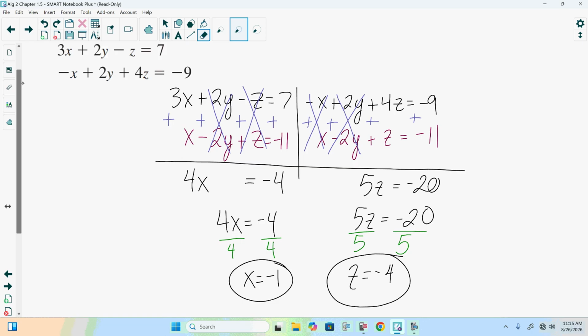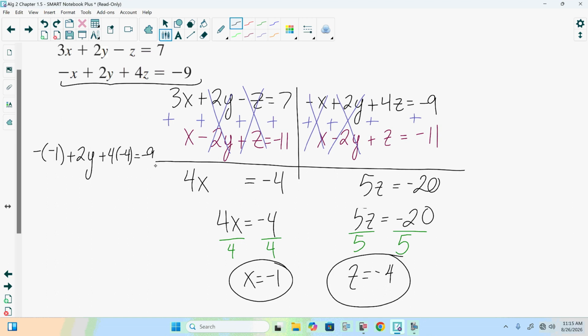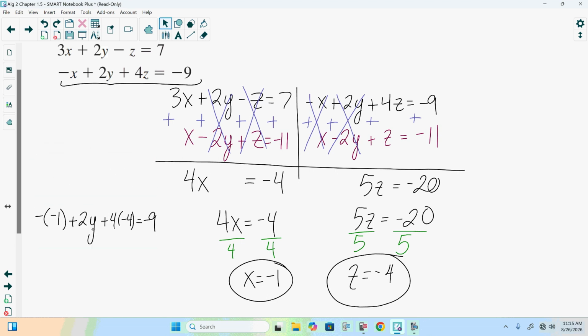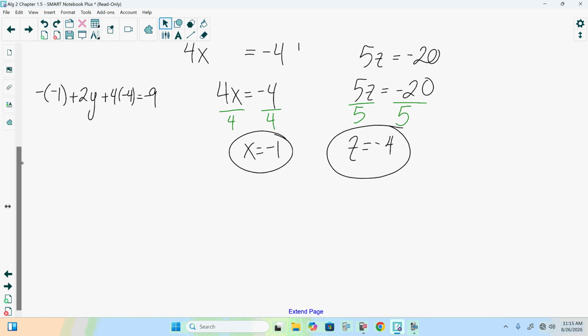Kind of makes sense? Now the last thing we need to do is find the value of y. We can pick one of the three original equations, plug it in, and solve. I'm going to pick the third one and plug it in. So we'd have negative 1 plus 2y plus 4 times negative 4 equals negative 9. Now we just need to find the value of y.